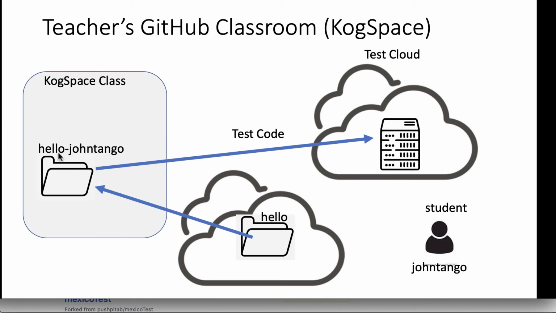They can clone it down to their machine, make changes to the code, and push it back up. Once the code is pushed back up to hello John Tango, it'll automatically trigger the test, and the test is built into the code. It'll copy the code to a machine in the cloud and run that test, and it'll automatically assign the grade back to the student. We can see that in the Cogspace class.